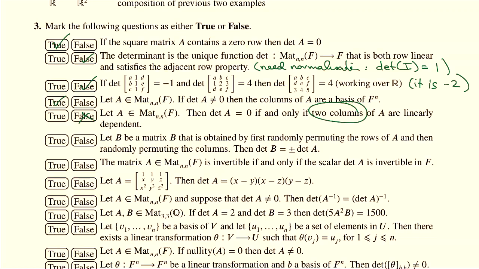Let B be a matrix obtained by first randomly permuting rows and then randomly permuting columns. Then the determinant is plus or minus det A, true or false? That one is true. Swapping any rows multiplies by -1. Swapping any columns multiplies by -1. So it's just an odd or evenness thing whether we get plus or minus 1. Certainly true.